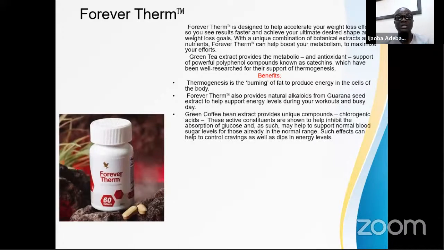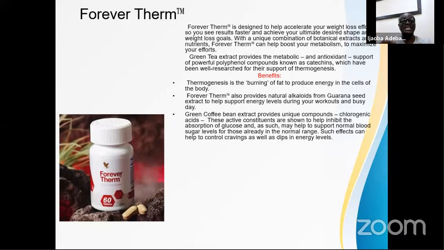That's what it does. Then it has green coffee bean extract that produces a unique compound, chlorogenic acid. This active ingredient helps to inhibit the absorption of glucose. As such, it may help to support normal blood sugar.